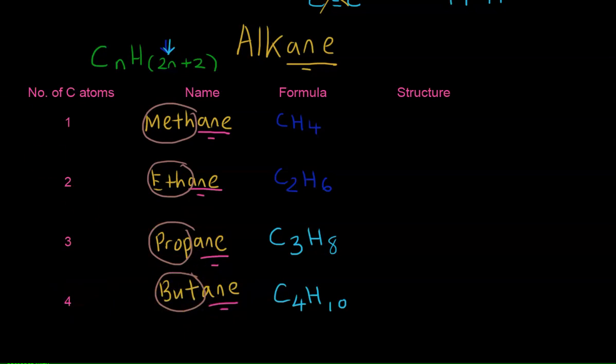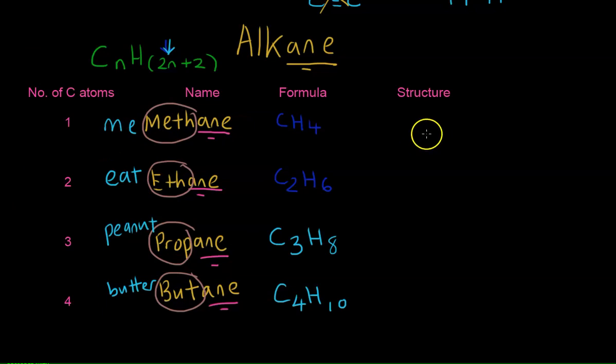How to remember them? There's a very simple way. Me, eat, peanut, butter. This is how you remember. 1, 2, 3, 4. 1 corresponds to M, 2 to E, 3 to P, 4 to B. Me eat peanut butter. That's how you remember methane, ethane, propane, and butane. That's how you name them. Hopefully it's clear. Now let's draw them.